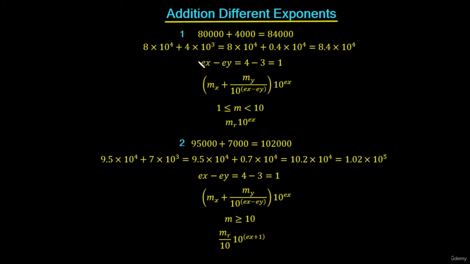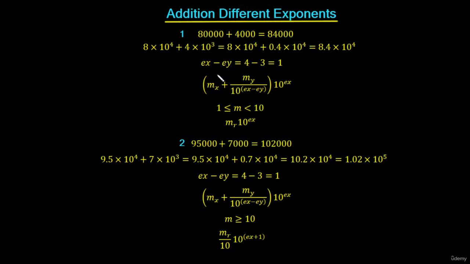So our algorithm said that we had to take the smallest exponent and make it the same as the largest exponent. So it means that this 10 to the power of 3 here becomes 10 to the power of 4. But of course, in order to keep the arithmetic correct, we're going to have to decrease this value here by a factor of 10. So this is going to be 0.4 times 10 to the power of 4. So it means that we can now add these two together. So 8 plus 0.4 is 8.4, and the exponent is 10 to the power of 4.